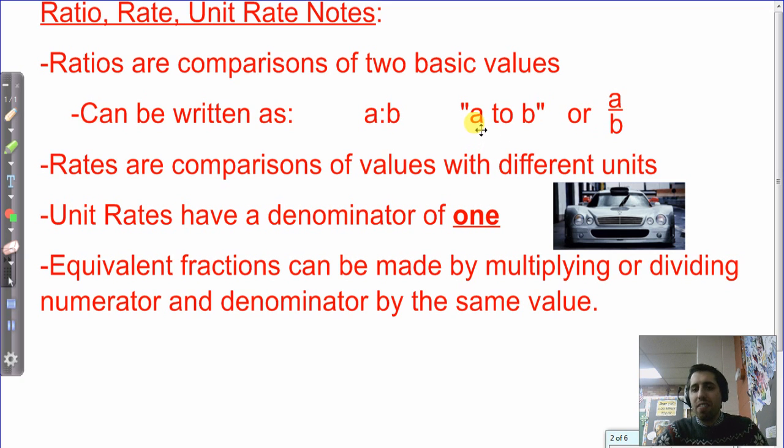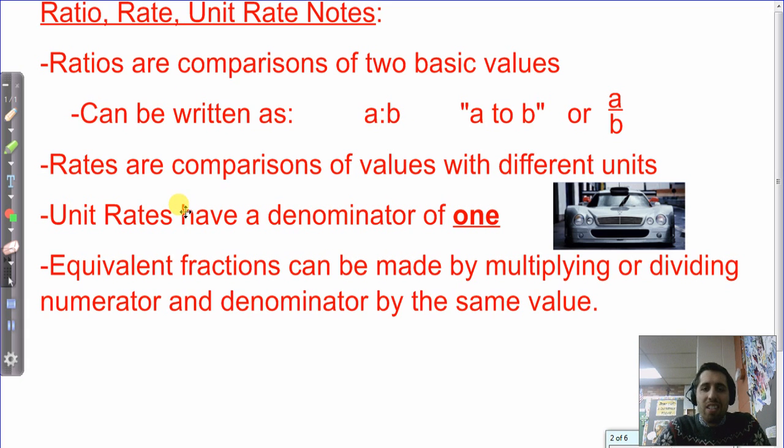A to B, so comparing two values by saying there's 3 to 5, or 6 to 7, or I scored 3 points to your 9 points, that's a ratio as well. And the final way is with a colon. Mr. Baird will like that one, and also me as a science teacher, because he got a colon as well.